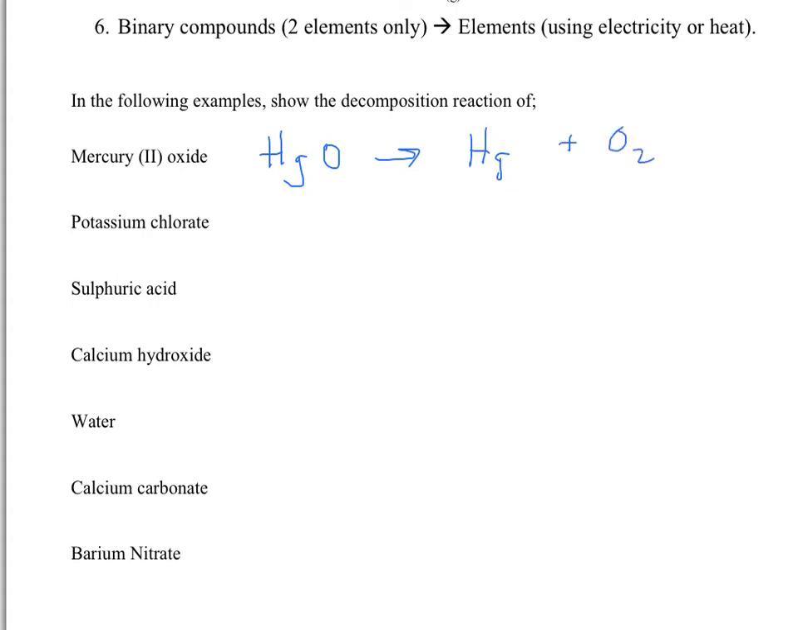I need to balance my equation by putting a 2 and a 2 and include my states. Now HgO is an ionic compound in a decomp, so it will be a solid. Mercury is a liquid at room temperature based on the color code on our periodic table, and oxygen is a gas.